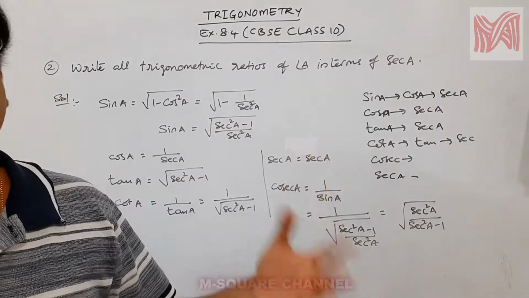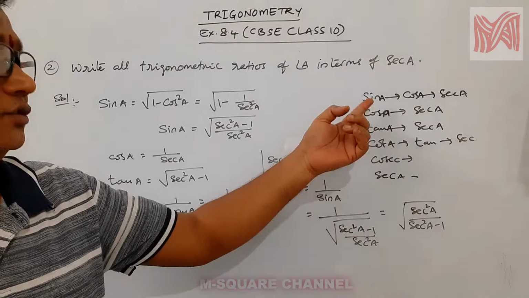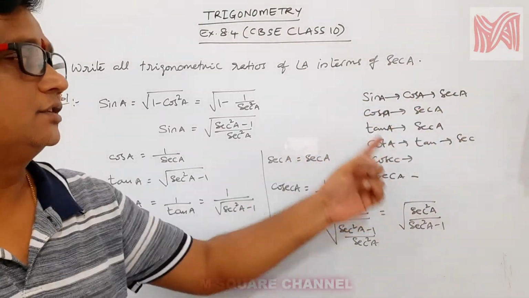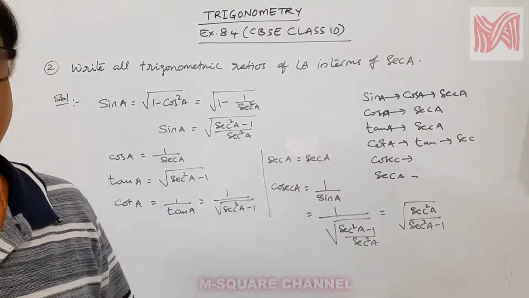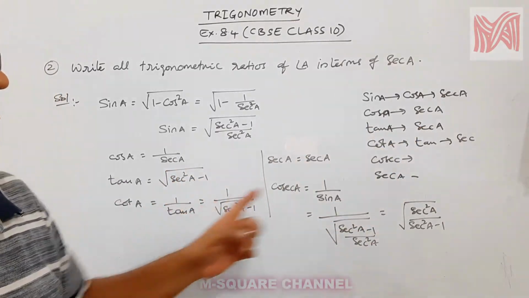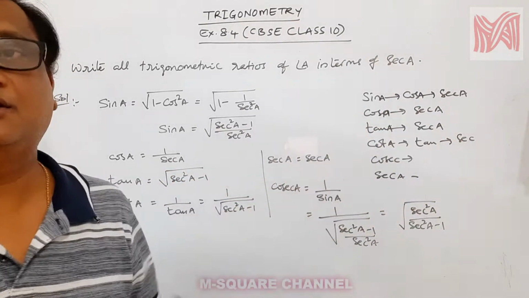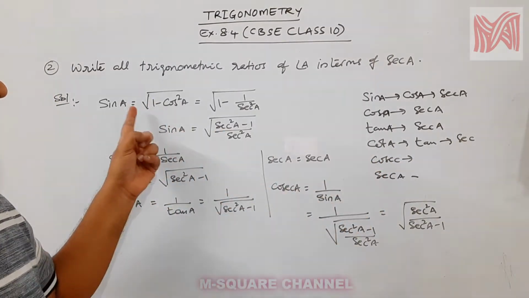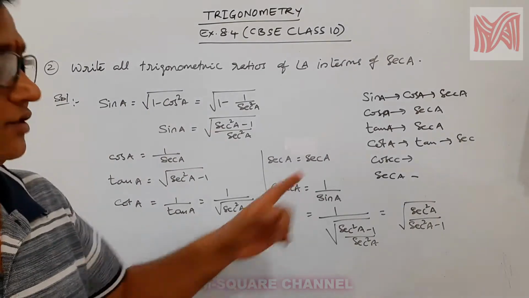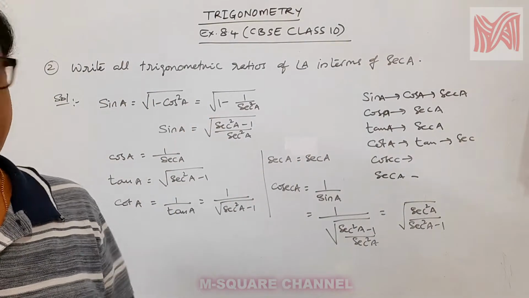Directly there is no relation. Direct relation here. So sine to cos, cos to secant. Cos secant reciprocals. Tan secant, so direct identity is there. Cot, tan and secant. Cot to tan, tan to secant. Cosecant, cosecant to sine, sine to secant. You can travel sine to cos, cos to secant.